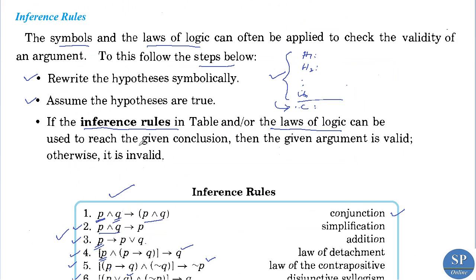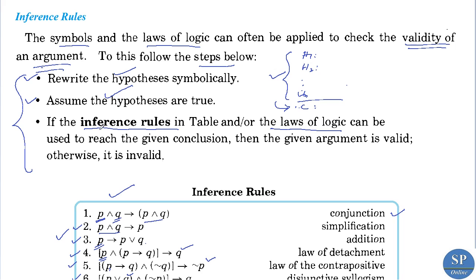So by using these inference rules or the laws of logic, we can check the validity of the argument. For that we need to follow these steps. That is, we have to rewrite the hypotheses symbolically first, then we have to assume all these hypotheses are true.